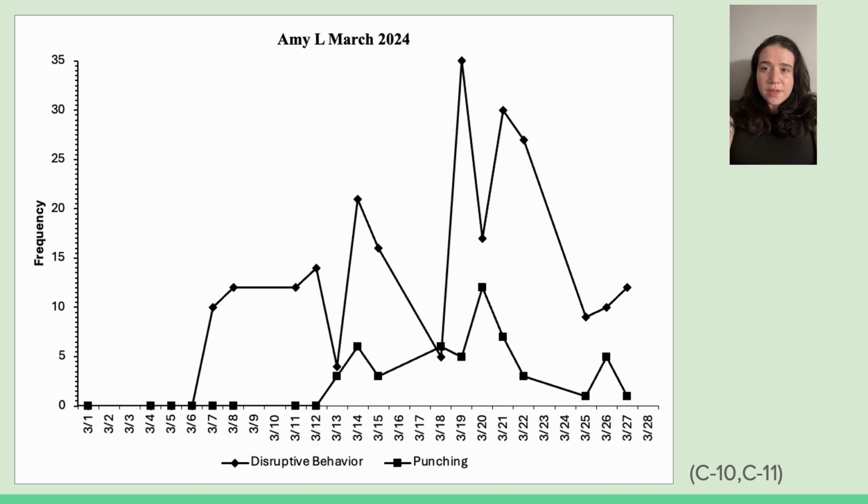The graph that is shown displays the data analysis of the frequency of her behaviors from March 7th to March 27th. When analyzing the data, the frequency of the behaviors, you can see the difference between the disruptive and punching behaviors. The disruptive behavior fluctuates and increases more frequently and with a higher amount of occurrences. The data indicates that Amy displays disruptive behaviors on average 15 times per day and displayed punching behaviors on average 3 times per day.